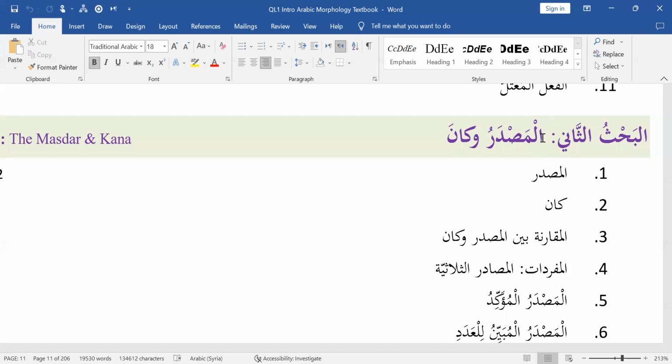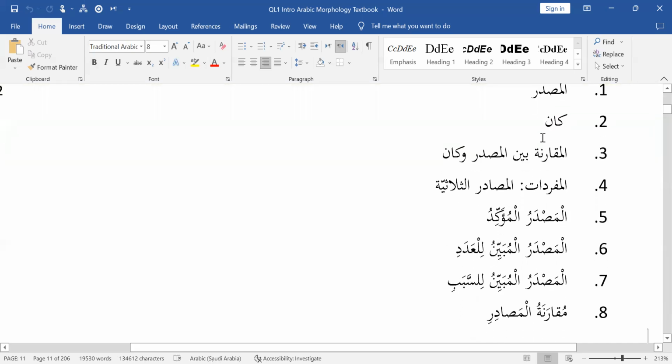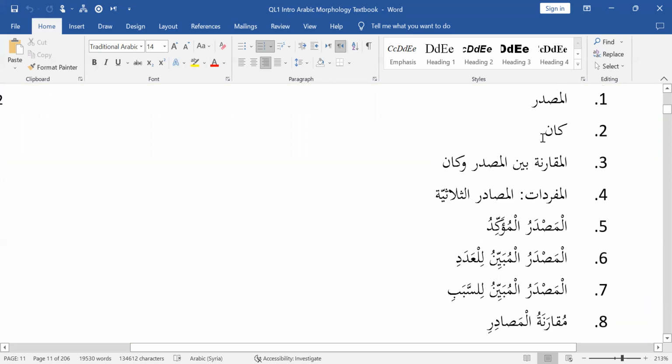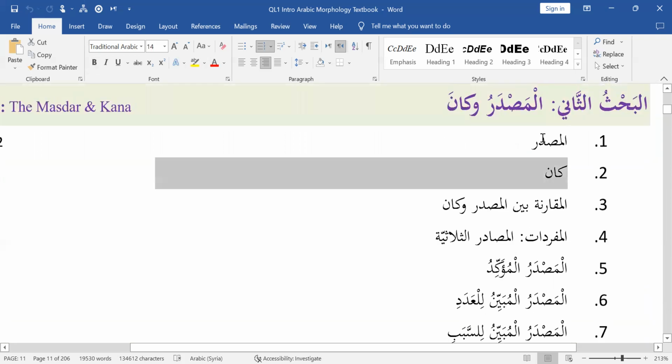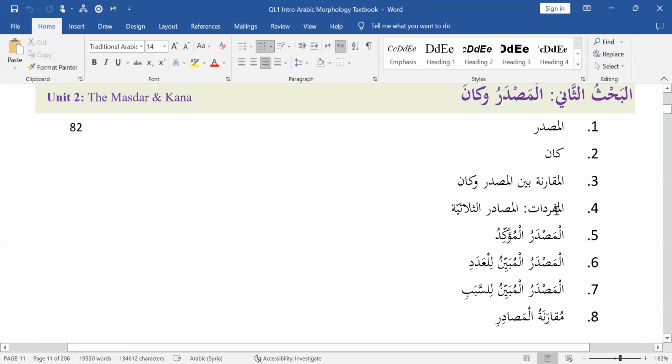And then we'll look at kana. Kana is something we did look at in the previous level. We'll compare masdar and kana. And then we'll look at how masdar is used in different grammatical functions. So unit 2 is all about the masdar. And we will also look at how masdar compares with kana. Masdar is used a lot in the Quran, as well as hadith.